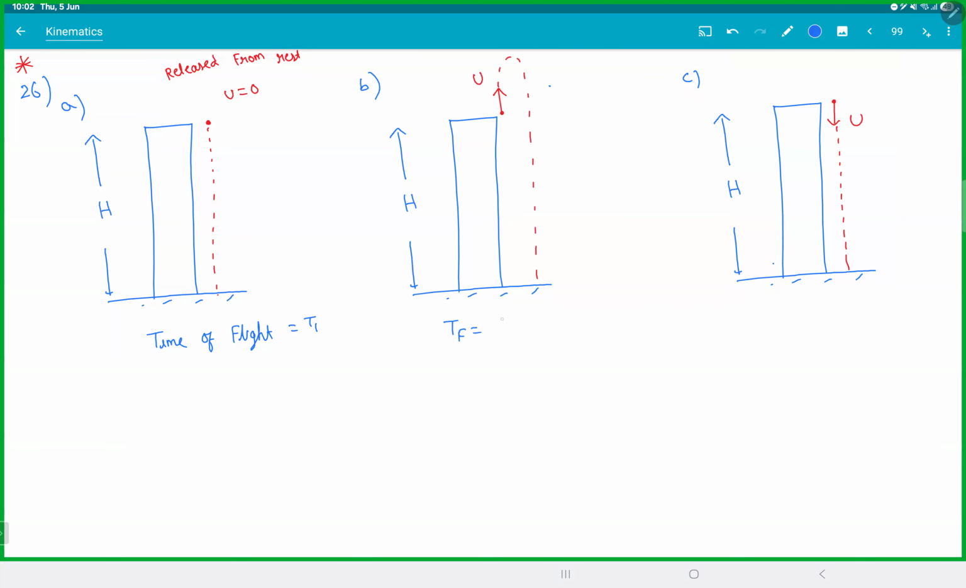This time of flight is t2. This time of flight is t3. If you leave the particle, time of flight is t1. If you throw the particle up, time of flight is t2. Remember, time of flight is the time taken to reach the ground here. So find the relation between t1, t2, and t3. Find t1, find t2, and find t3, and then find the relation between them. That relation is important, it's a standard result.